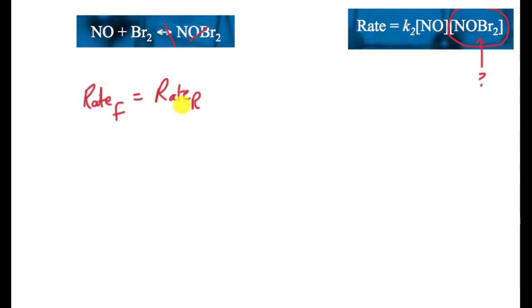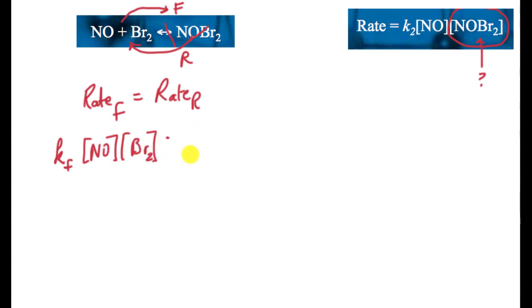Rate of the forward equals the rate of the reverse. So the forward reaction would be this reaction here. That's the forward, and this here is the reverse reaction. Okay, so I'm going to rewrite the rate for the forward as an elementary step. So that means my rate equals K for the forward is equal to the concentration of nitrogen monoxide times the concentration of the bromine, which is diatomic bromine, equals the reverse reaction.